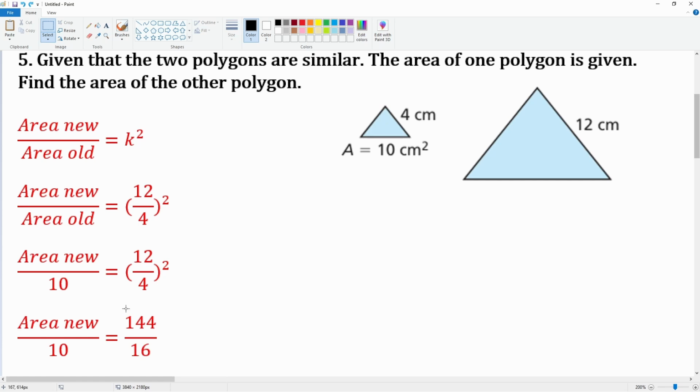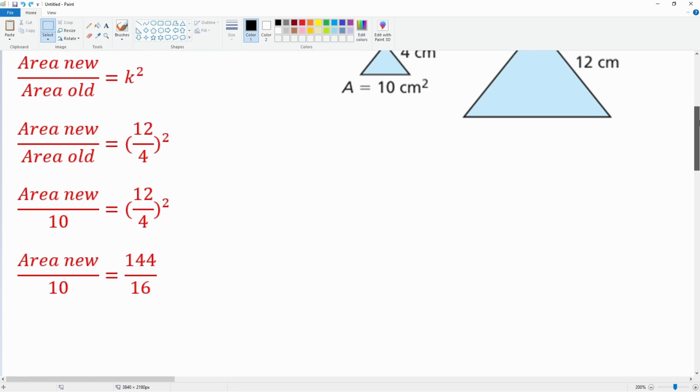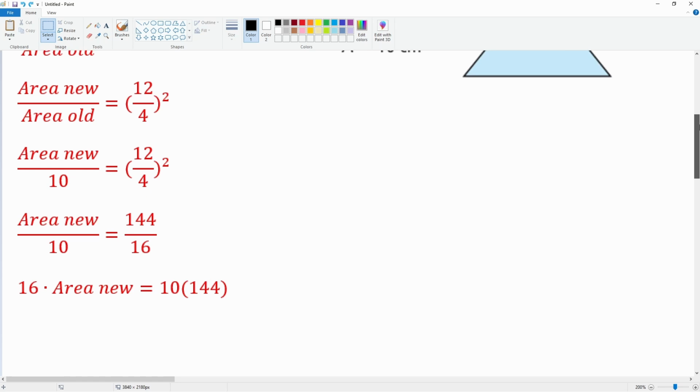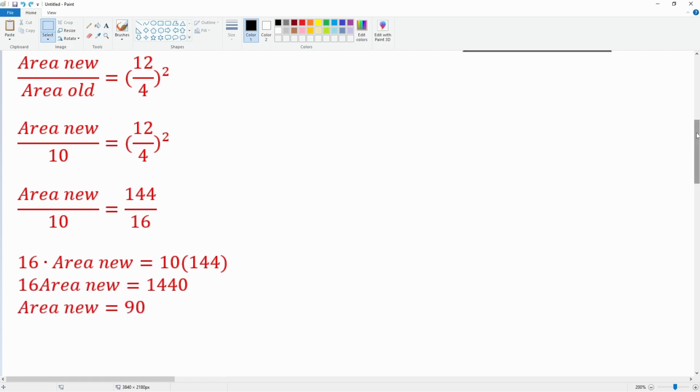Okay? Then you distribute the 2. 12 squared is 144. 4 squared is 16. This should look like a simple proportional problem now. Multiply across. 16 times the area new is equal to 10 times 144. So 16 times area new is equal to 1,440, divided by 16. You get area new equals 90.